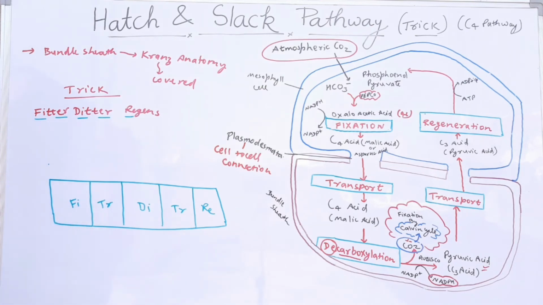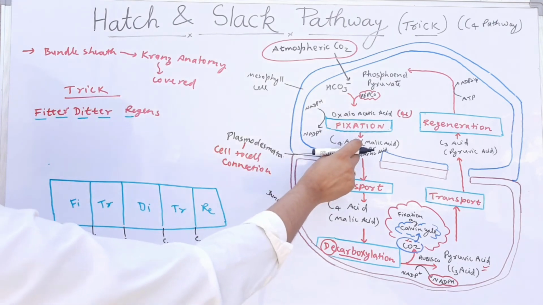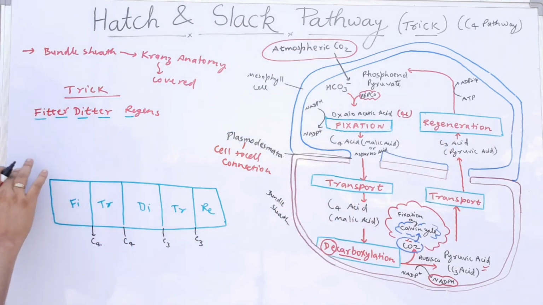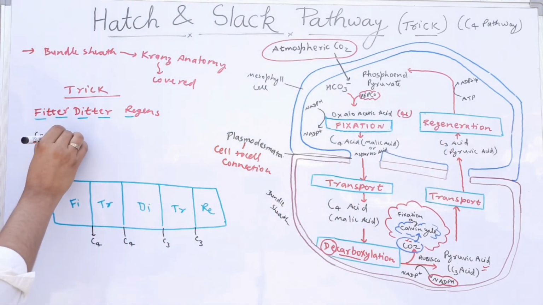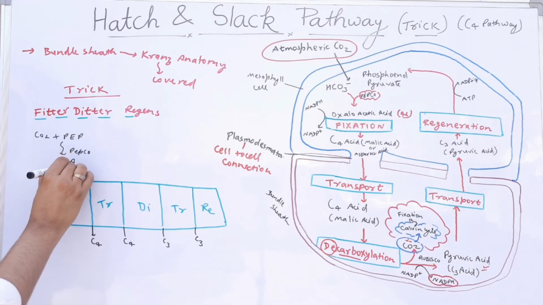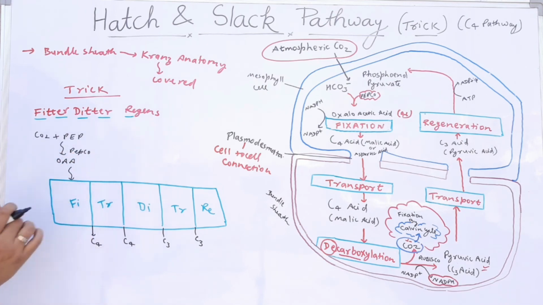Okay, now let's talk more about this trick. Here is C4, here will be C3, C3. I have written it accordingly so that you can predict which carbon compound is 4-carbon and which is 3-carbon: 4, 4, 3, 3. So you'll be easily able to find it out. Now atmospheric CO2 with PEP in the presence of PEPCO, PEP carboxylase, forms oxaloacetic acid, which is then fixed by the process of fixation.